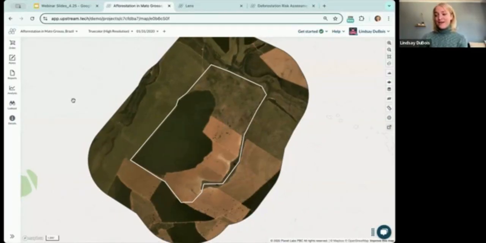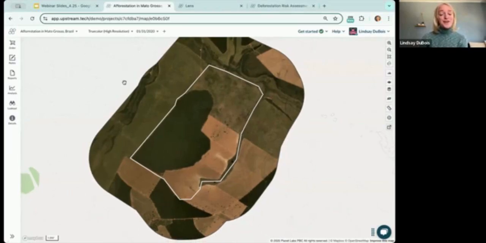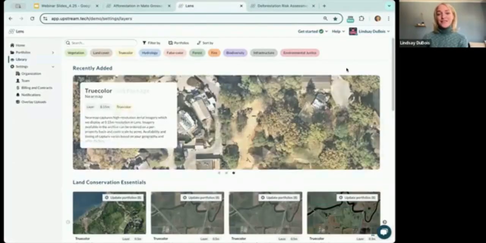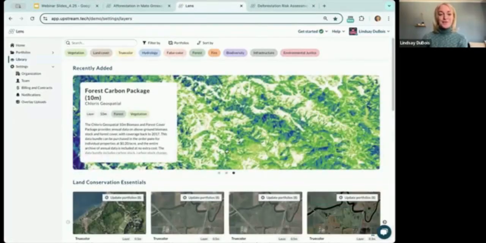So the first thing that I'm going to do would be to go into the Lens library and choose the different data sets that I might want to analyze. We're not going to look at this in detail, but this is our Lens library where we have a multitude of different data layers and overlays you can look at in different categories.